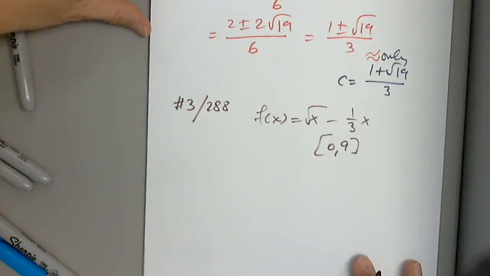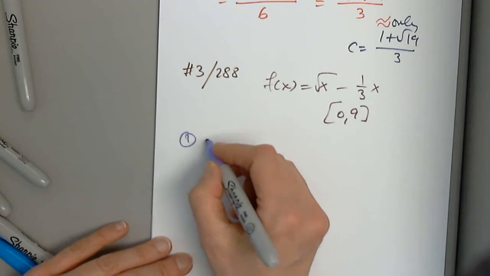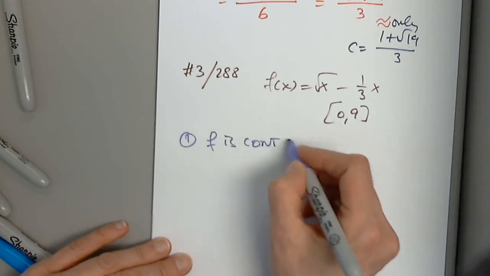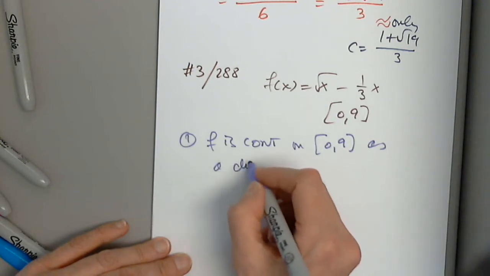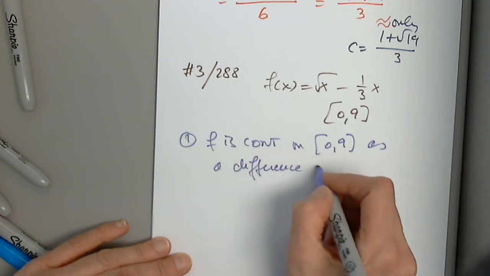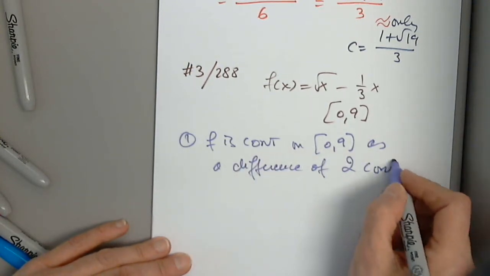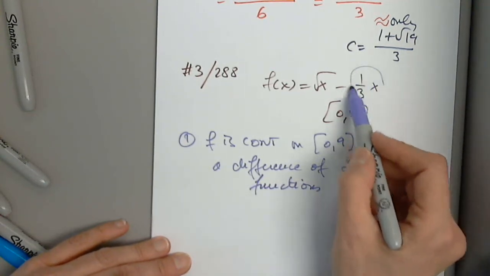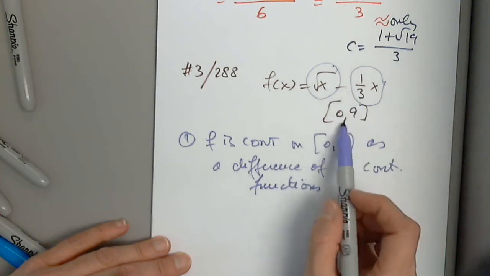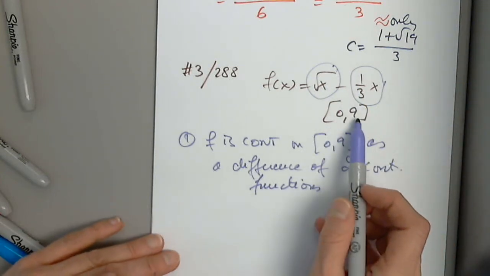So, number one, f is continuous on [0, 9] as a difference of two continuous functions. This one is a polynomial, and this one is the square root, which will always be continuous on [0, 9].